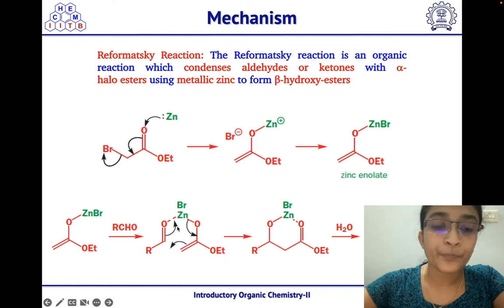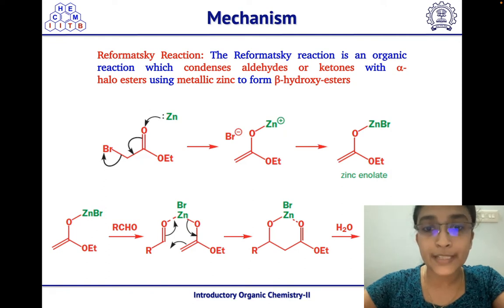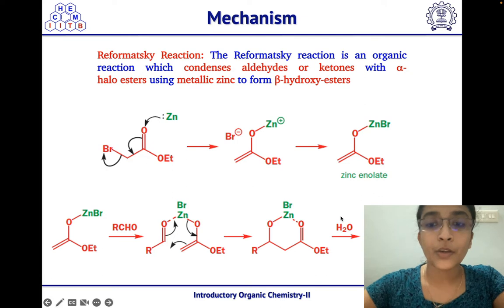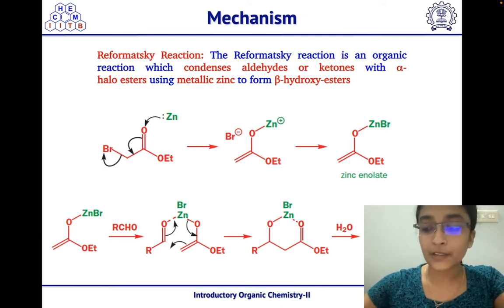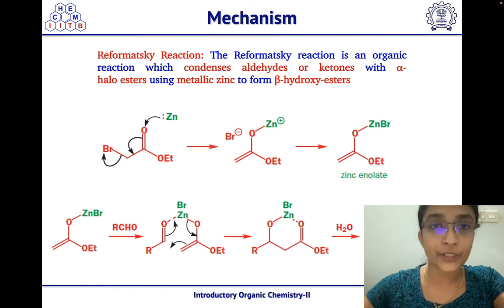So this zinc-oxygen bond will break. Then this carbon-carbon double bond will attack this aldehyde, and it will abstract the zinc bromide. So we will get a transition state like this, and upon workup we will get a beta hydroxy ester. Is everyone clear regarding the mechanism of the Reformatsky reaction? Okay, so we will see what is happening in the question that is given to us.